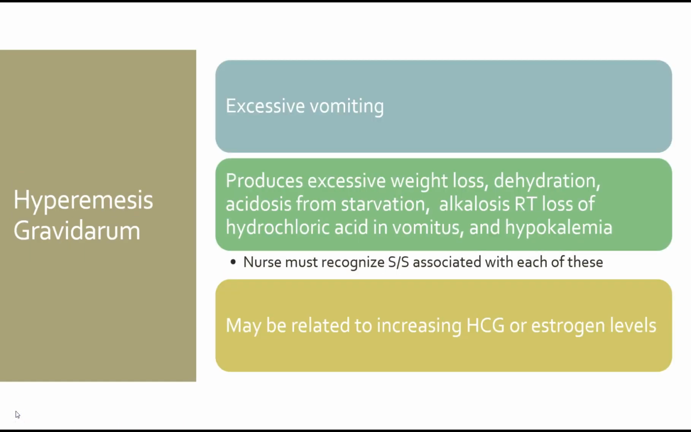Hyperemesis gravidarum, or excessive vomiting during pregnancy, could produce weight loss, which is not good. Dehydration. She could get acidosis because of the starvation, because she's just not able to eat. She vomits everything. Alkalosis related to loss of hydrochloric acid in the vomiting, and hypokalemia. Remember, you lose more than just fluids when you're vomiting.